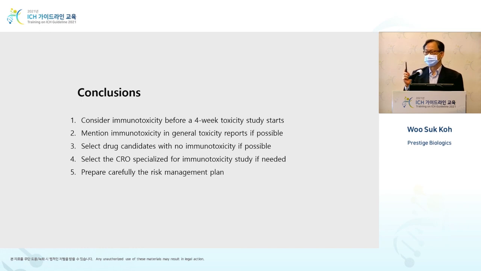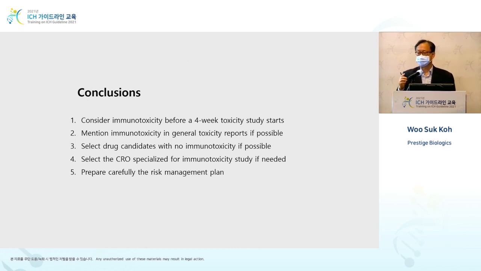So as a conclusion, I would say that whether we have immunotoxicity or not, actually we can predict it before we move into the clinical trials. We usually make a go or no-go decision, and in-house assessment is done. So with the 4 week repeat dose study, even before that, we can understand whether there would be immunotoxicity or not. We can consider that.